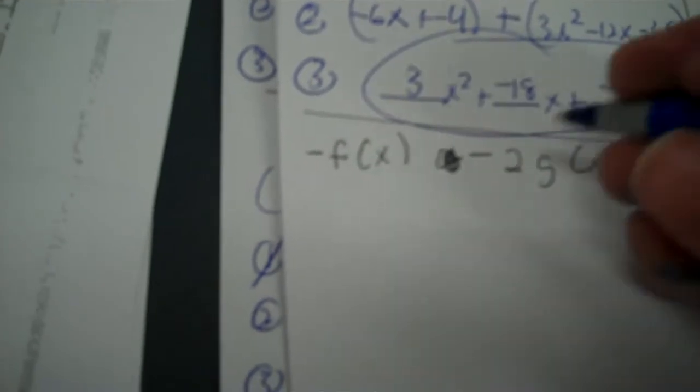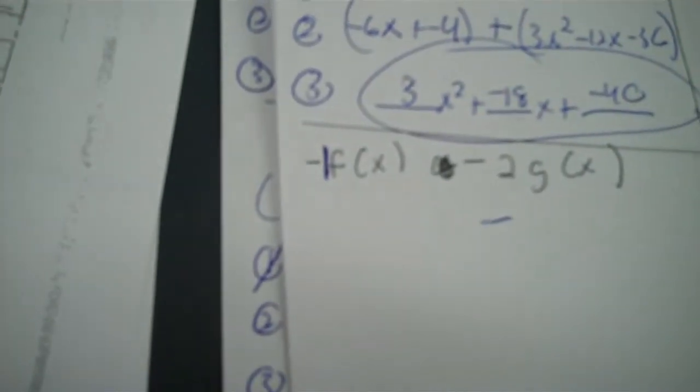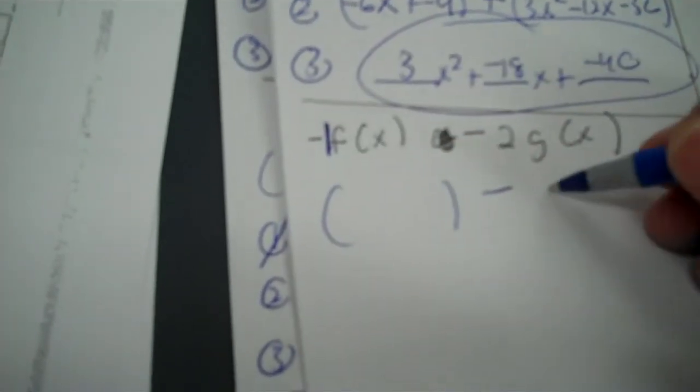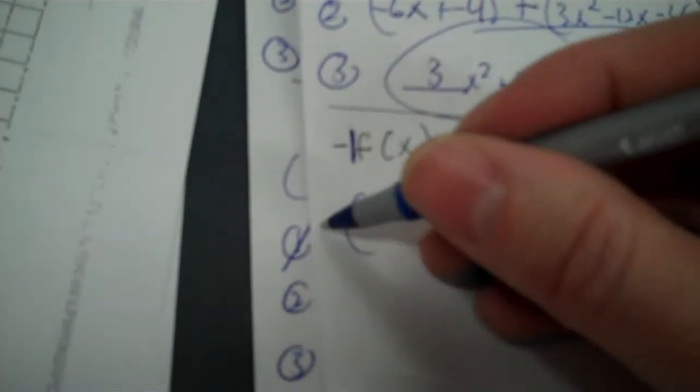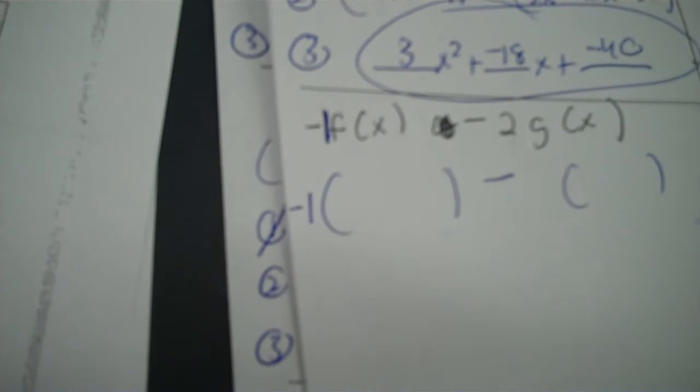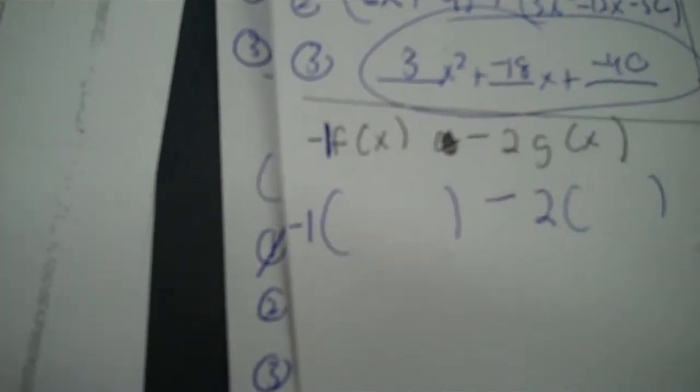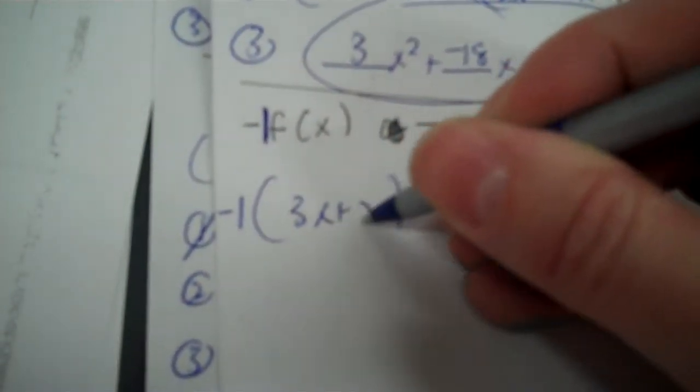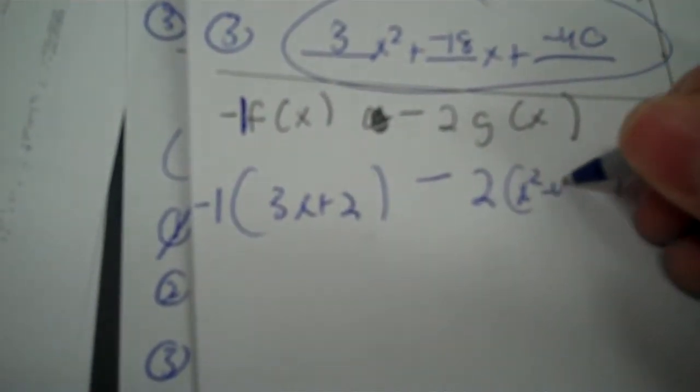Okay, next problem, you have a subtraction. And by the way, if you have a negative, that's a multiplier of negative 1. So the f function is multiplied by negative 1. The g function is multiplied by 2. It's going to be a negative 2 here in a bit. So the f is 3x plus 2, and the g is x squared minus 4x minus 12.